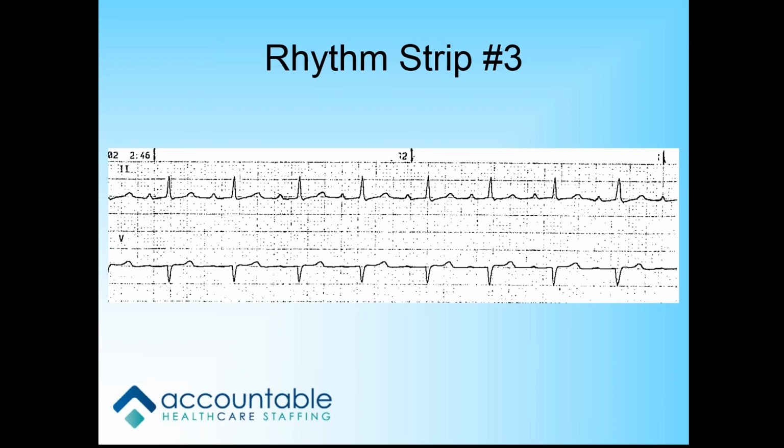PR interval is too long. So when you have a first degree block, exactly. Perfect. Now you could use atropine for this, but I wouldn't advise it, because if you use atropine on a block, it sometimes will extend the block. So if this patient is symptomatic, you're going to be looking at pacing them until they can get a permanent pacemaker.